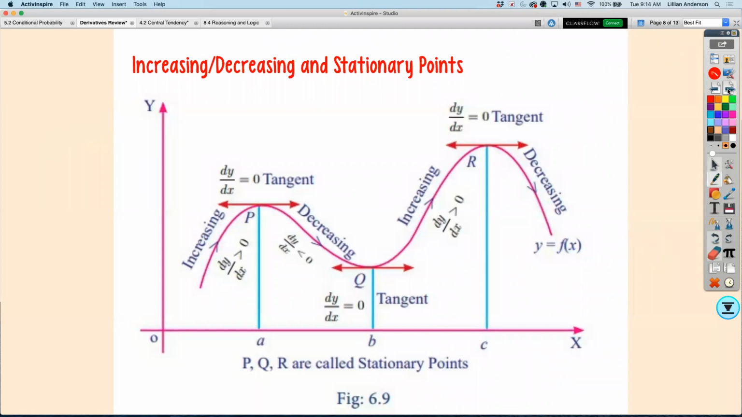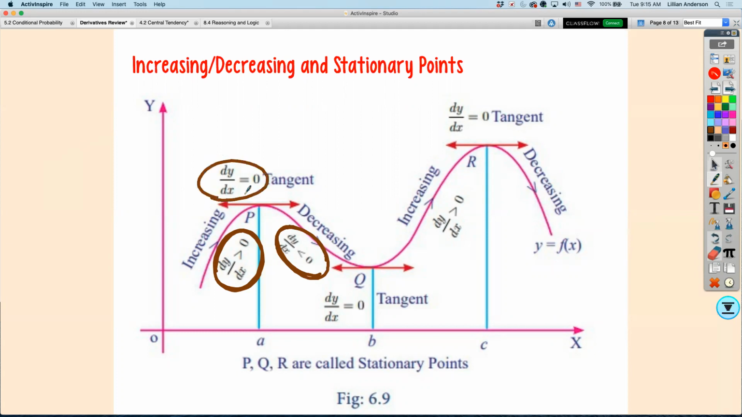Increasing, decreasing, and stationary points. So I expect you to write this down? Of course not. I just wanted to find one picture that kind of represents everything that I need to say when it comes to increasing, decreasing, and stationary points. You always know when a function is increasing if the derivative is greater than 0. That means when you find the derivative and you plug in an x value, if that answer is positive, that means the slope of the tangent line is positive, which means the graph is going up. However, if the derivative is less than 0, aka the slope of the tangent line is negative, that means the graph is going down.